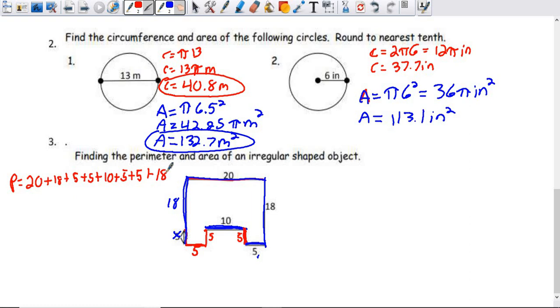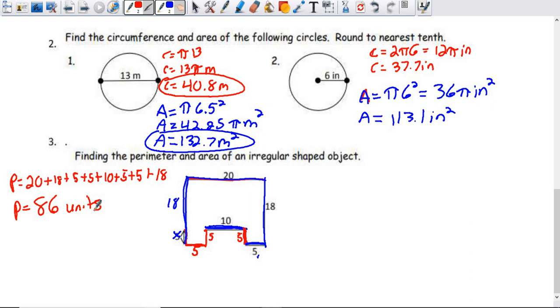Once you put all that in your calculator, you should get that the perimeter equals 86 units. Now, we're writing units because we don't know what measurement they're giving us. It could be inches, could be feet. Whenever they don't tell us, we just put units, all right? In perimeter, like we said, we don't use units squared, we just use units.